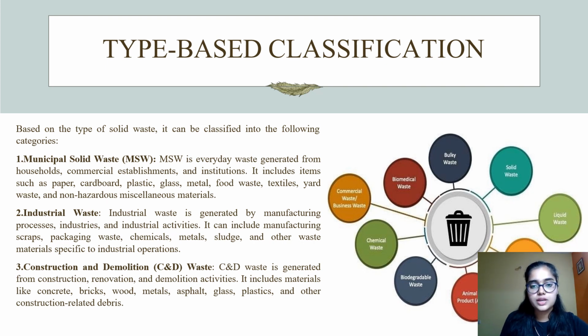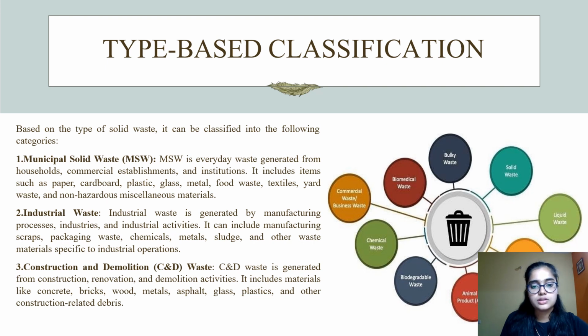It is everyday waste generated from households, commercial establishments, and institutions. This includes items such as paper, cardboard, plastic, glass, metal, food waste, yard waste, and non-hazardous materials. Second is industrial waste. Industrial waste is generated by manufacturing processes, industries, and industrial activities. It can include manufacturing scrap, packing waste, chemicals, metals, sludge, and other waste materials specific to industrial operations.